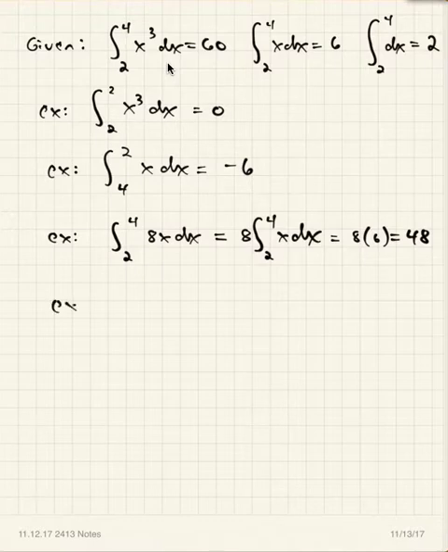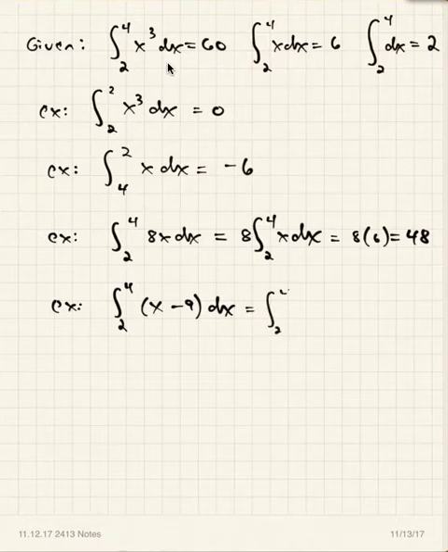All right, the next one, just looking at various different combinations of these properties. Let's say we have the integral of x minus 9 from 2 to 4. So what would we do? We would split this up as the integral from 2 to 4 of x dx minus the integral from 2 to 4 of 9 dx.